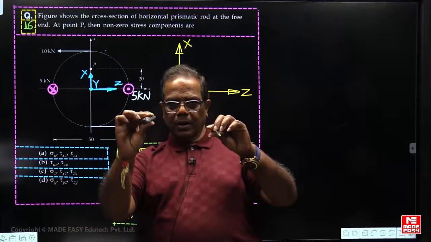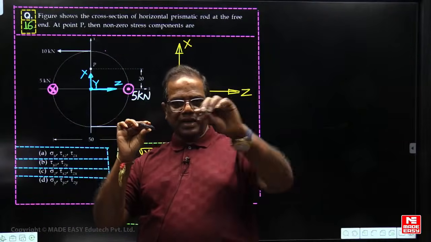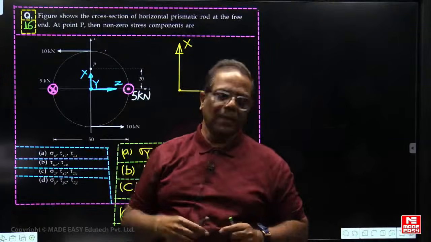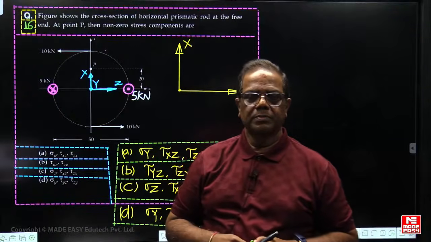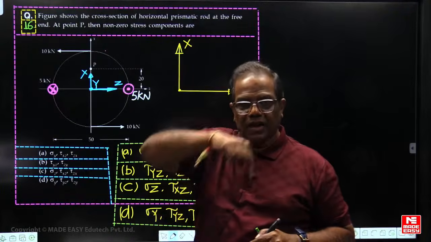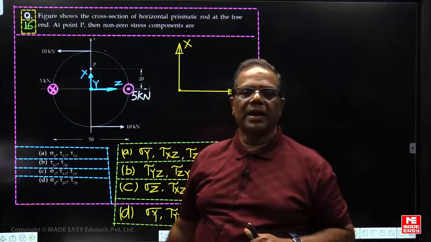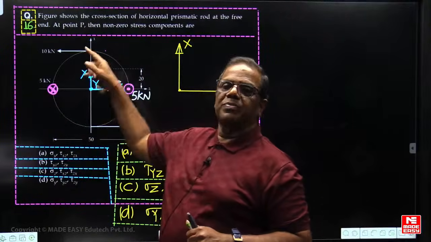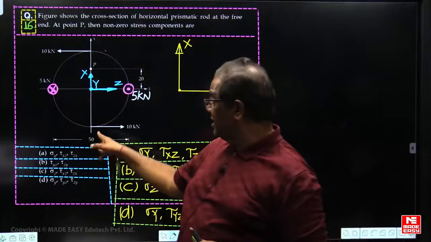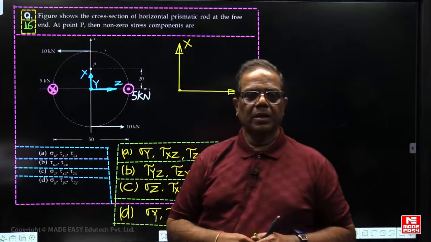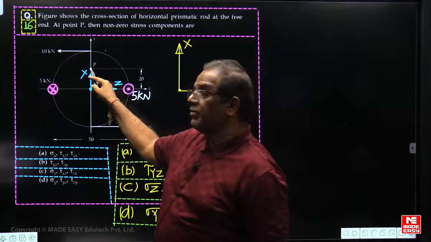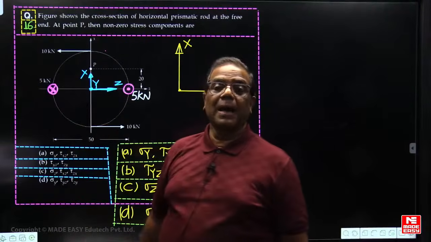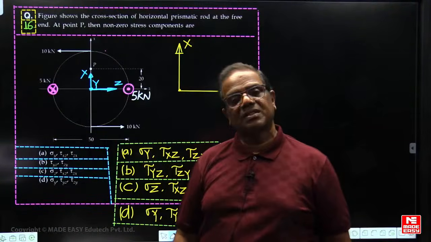Left side is inward, right side outward. Now these two will form a bending couple in the horizontal plane. Means about which axis now? PCA. So which is the neutral axis now? VCA is the neutral axis. And this point is given on the VCA. So your bending stress is 0. So at point P, what will you get? Only the torsional shear stress you will get.